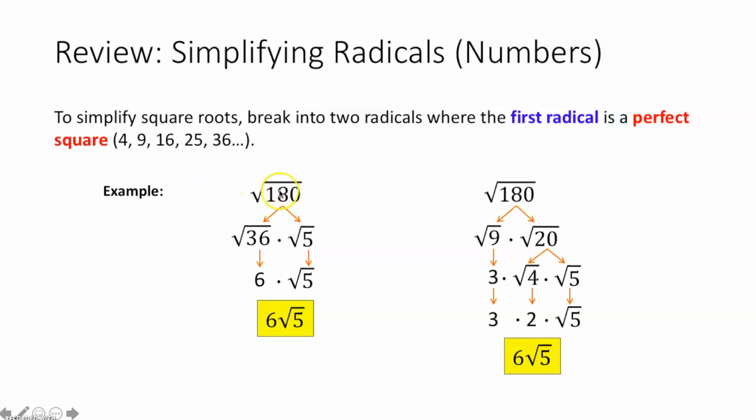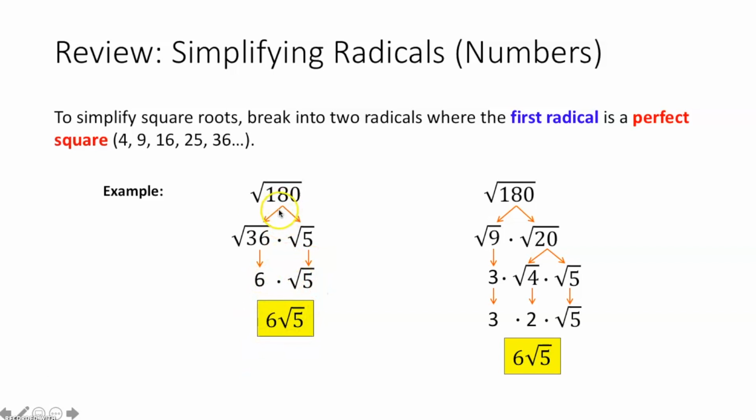So if you have the square root of 180, 180 is not a perfect square. So you're going to break it into two radicals that multiply together to make rad 180. The first number has to be a perfect square. The reason is because now you can take the square root of 36 and get 6. Rad 5, you can't take the square root of that. You can't break it up any further, so it stays 6 rad 5, and that's your answer.